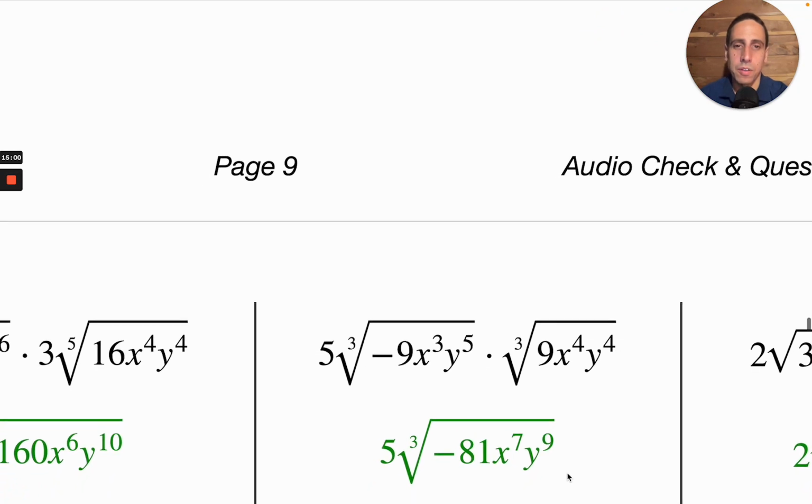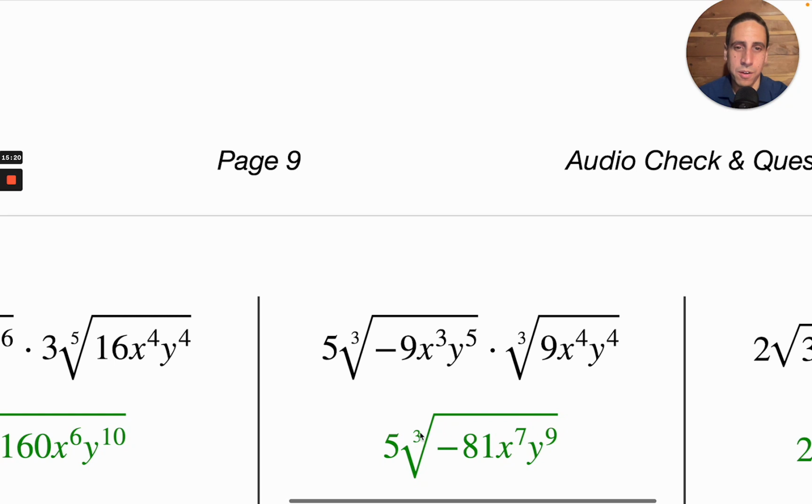Here we're going to do the same process again. First step, preliminary step, is going to be multiply these two together, so we just have one thing. Negative 9 times 9 is negative 81. X to the third, x to the fourth turns into x to the seventh, and then y to the fifth times y to the fourth is y to the ninth, because you add the exponents.